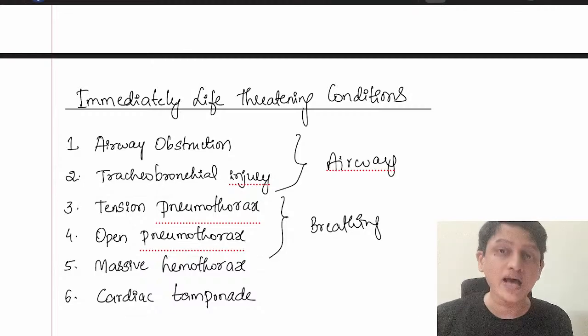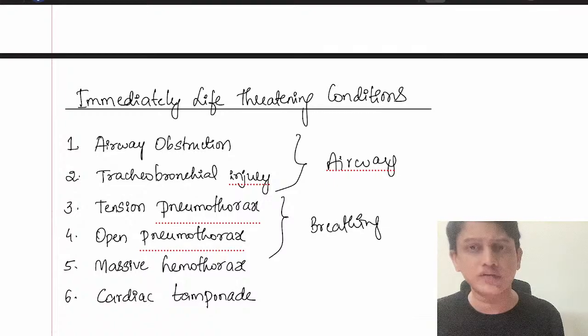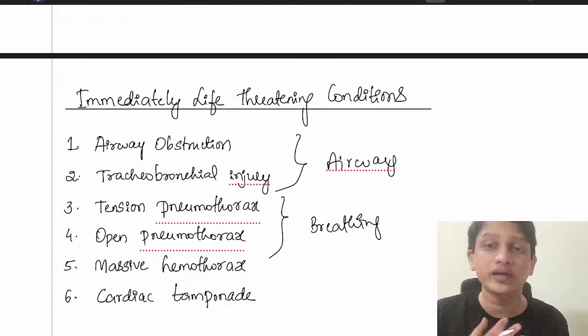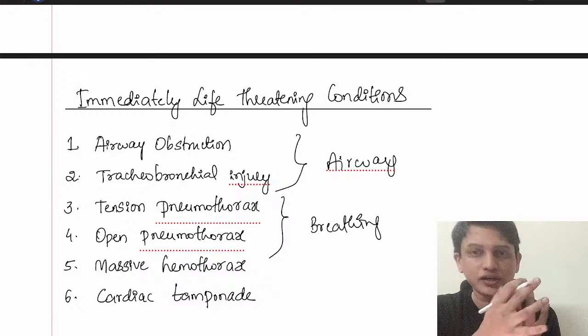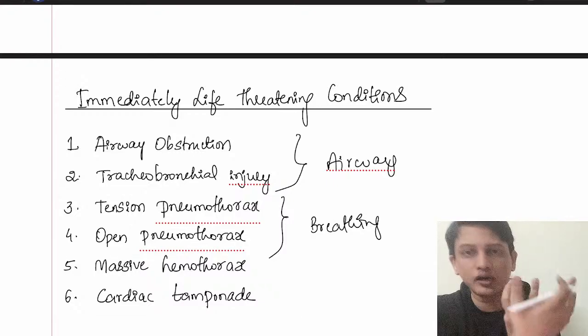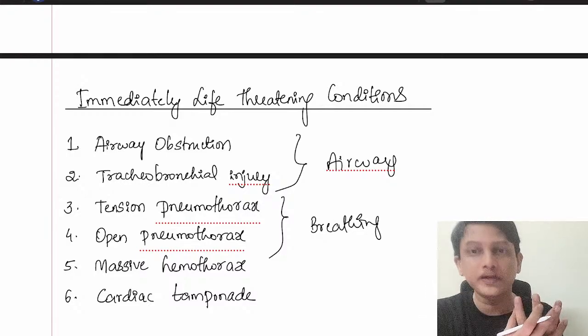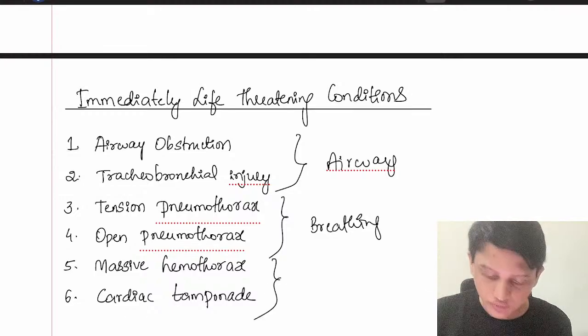Breathing. Then there is massive hemothorax. Hemo means blood. The entire thorax is filled with blood. So that's also a dire emergency. And cardiac tamponade. The heart is not able to beat because of some external compression, the outside being fully filled with blood because of trauma. Then the entire body will not get blood, so the patient will die immediately. So these two belong to the circulation category. Correct? So that is ABC.